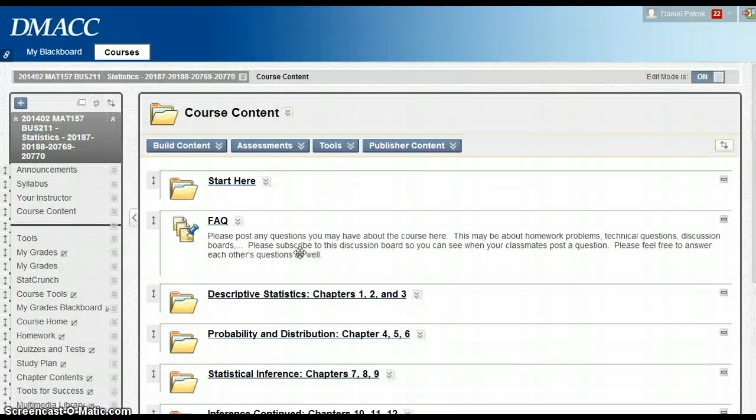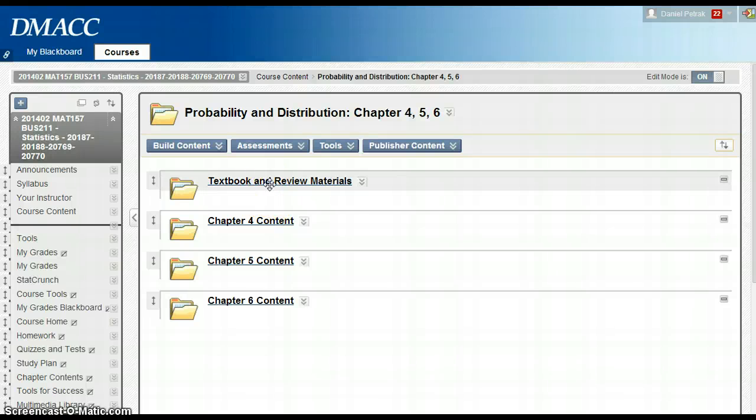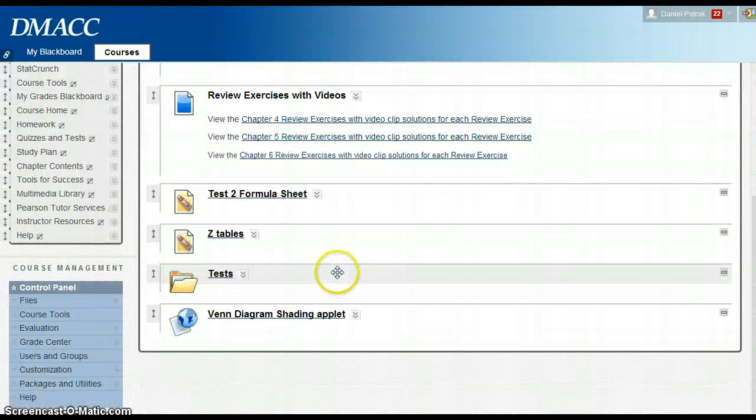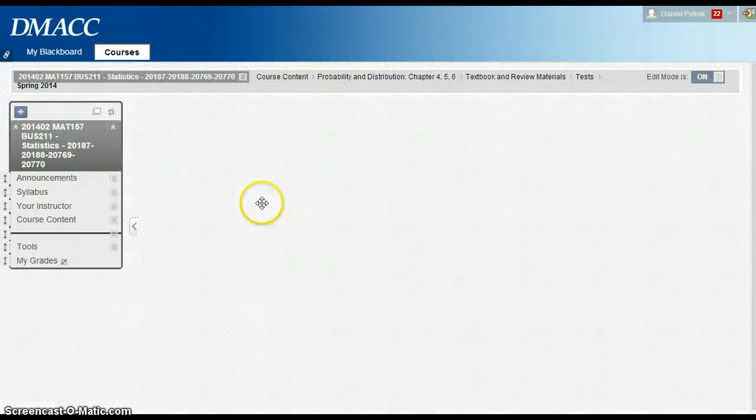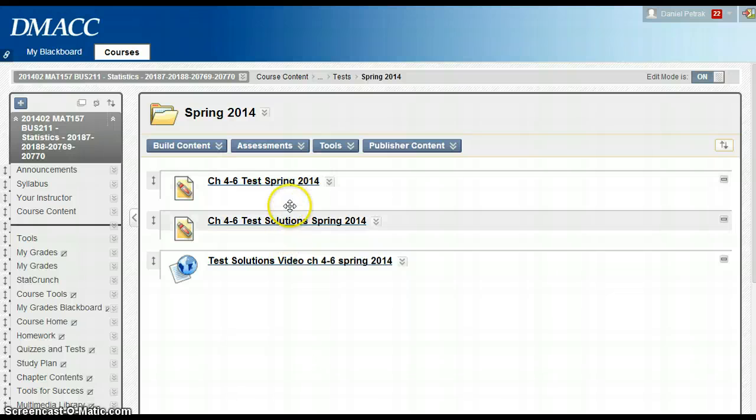So we've got a lot going on here, and the solutions are posted for chapters 4, 5, and 6. Under textbook and review materials, I've got the tests from spring 2014, the solutions, the actual exam, and a video going over those, so you can check those out and get the correct answers. A lot of you may not even check that out until you start reviewing for your final, but I just want to let you know all those grades are up.